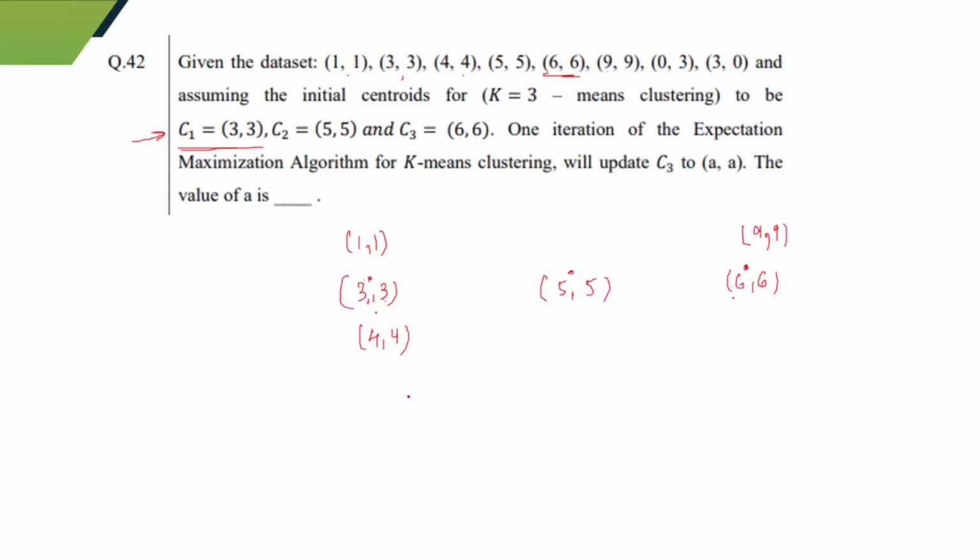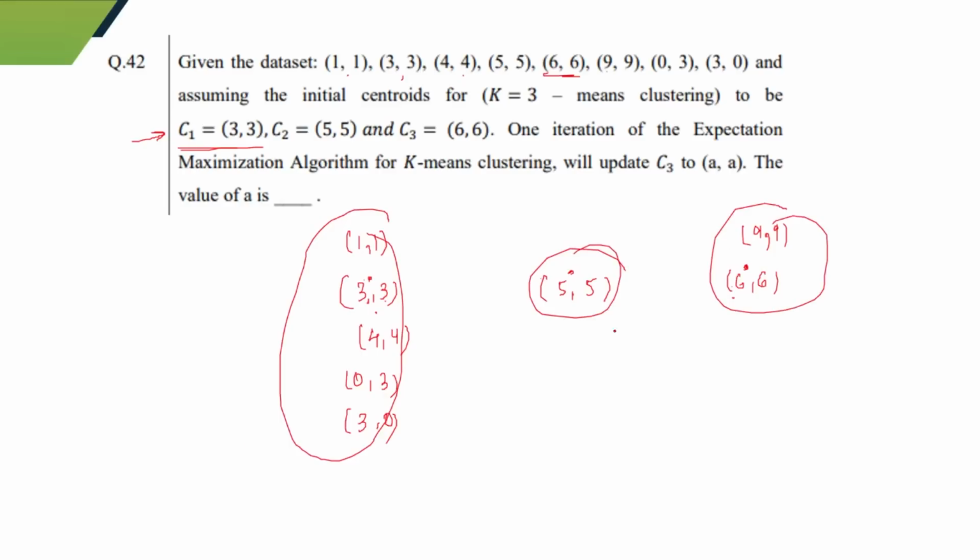Now 0, 3, 3, 0 is closer to 3, 3, 0. So these are my three clusters. This is my first cluster, this is my second cluster, this is my third cluster. You can take 4, comma 4 in the second cluster as well, but we only need the third cluster because we have to update C3.